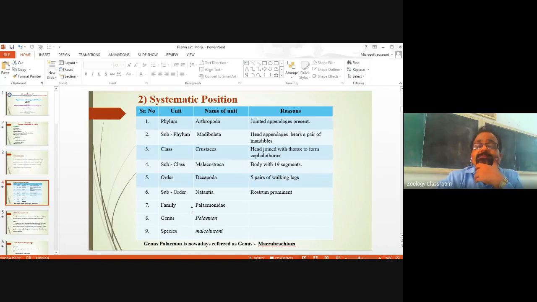Belongs to family Palaemonidae. Genus is called Palaemon and species is malcolmsoni. Now nowadays this genus Palaemon is also referred to as Macrobrachium. So you may call this species Macrobrachium malcolmsoni. The freshwater prawn that we are going to study in detail belongs to the genus Palaemon or Macrobrachium, and the species is malcolmsoni. Okay.